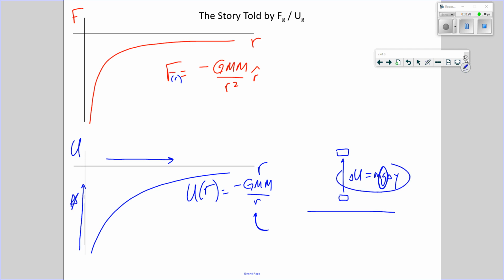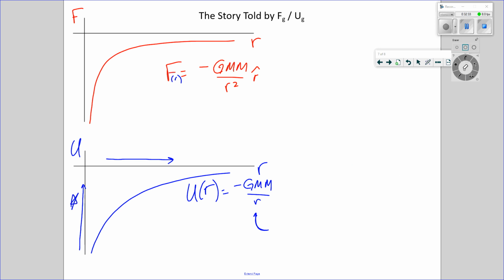There's no negative in here, but again, what doesn't matter is the number. What matters is the difference. And we do say that UG gets bigger when we lift something up, and that means the same thing that this graph says, at least qualitatively: when we lift something up, or R gets bigger, there's more UG. We get a positive delta U.